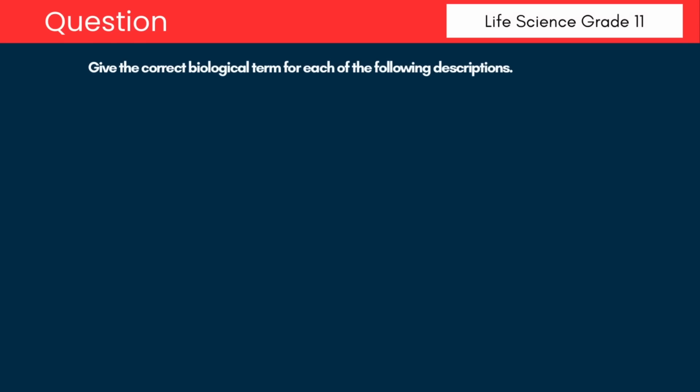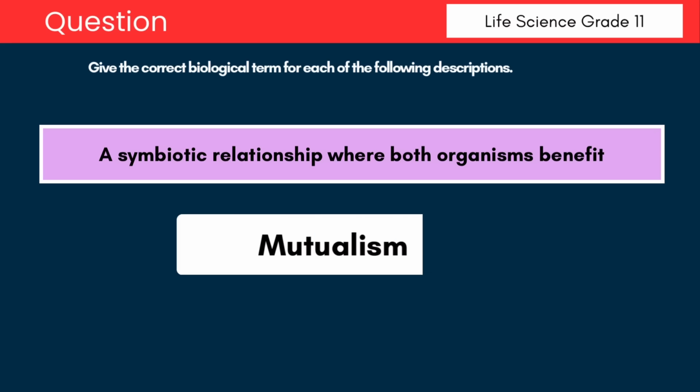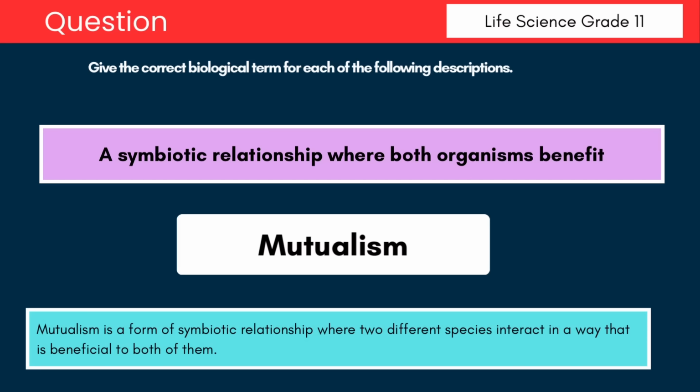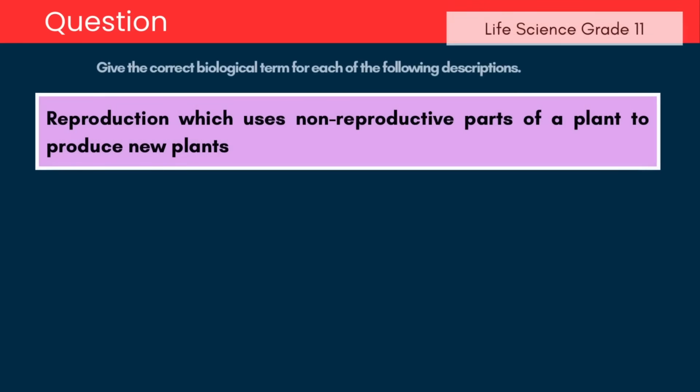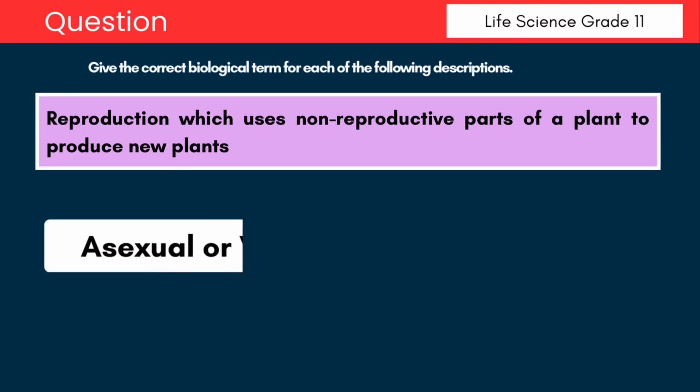Give the correct biological term for each of the following descriptions. Question: a symbiotic relationship where both organisms benefit. The correct answer is mutualism. Mutualism is a form of symbiotic relationship where two different species interact in a way that is beneficial to both of them. Question: reproduction, which uses non-reproductive parts of a plant to produce new plants.